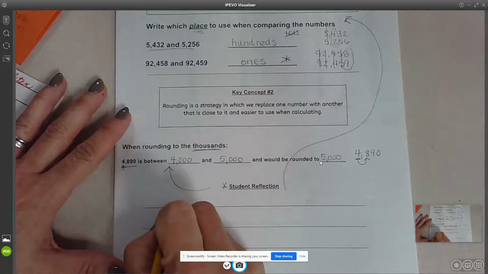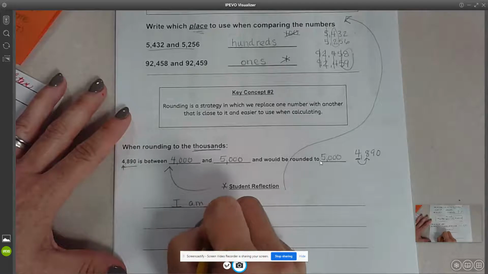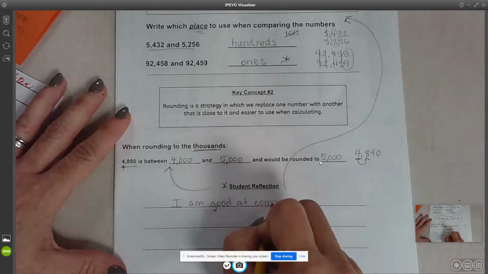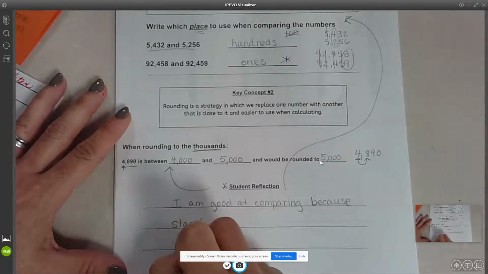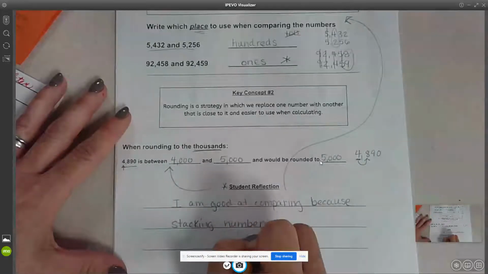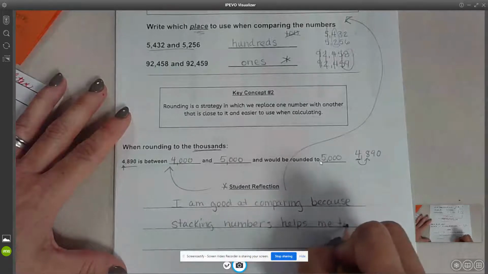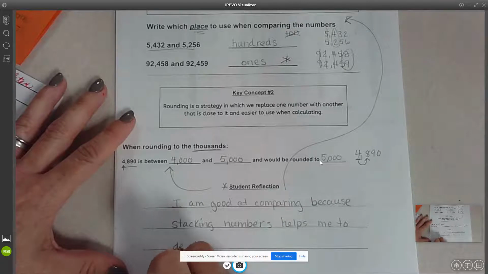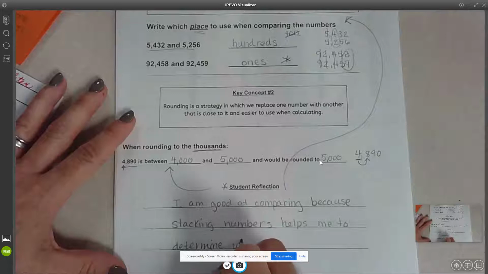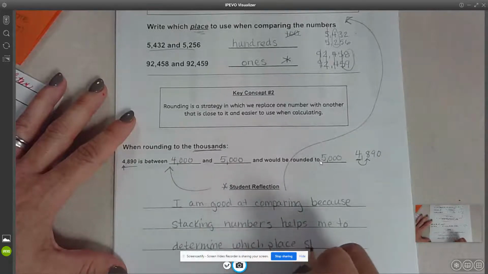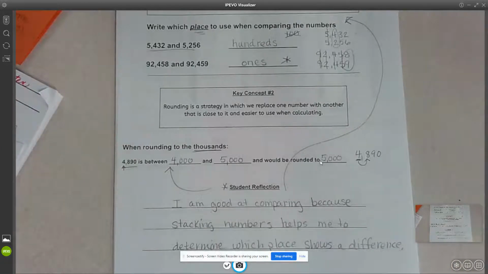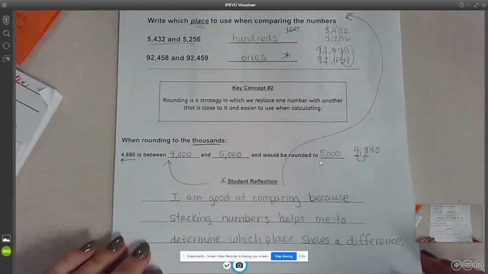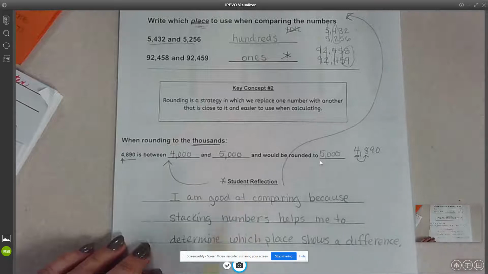Okay, so I might say, I am good at comparing because stacking numbers helps me to determine which place shows a difference. So all I'm doing is taking exactly what we are doing and telling, am I good at it? Am I not good at it? I do have a form for you when you come back that has some sentence starters that all you have to do is pick one of those and then fill in the blanks. And that may help you with your student reflection a little bit more.